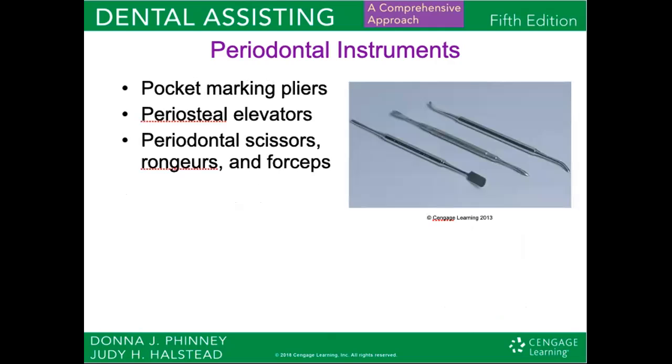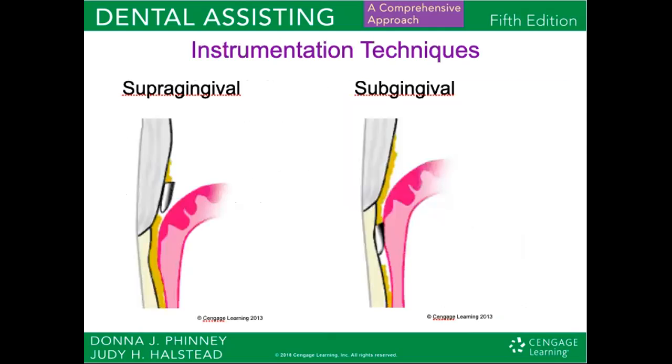Other instruments include pocket marking pliers, periosteal elevators, periodontal scissors, rongeurs, which look like little pliers that are used to clip extra tags of bone, and forceps. So these are just a couple of instrumentation techniques.